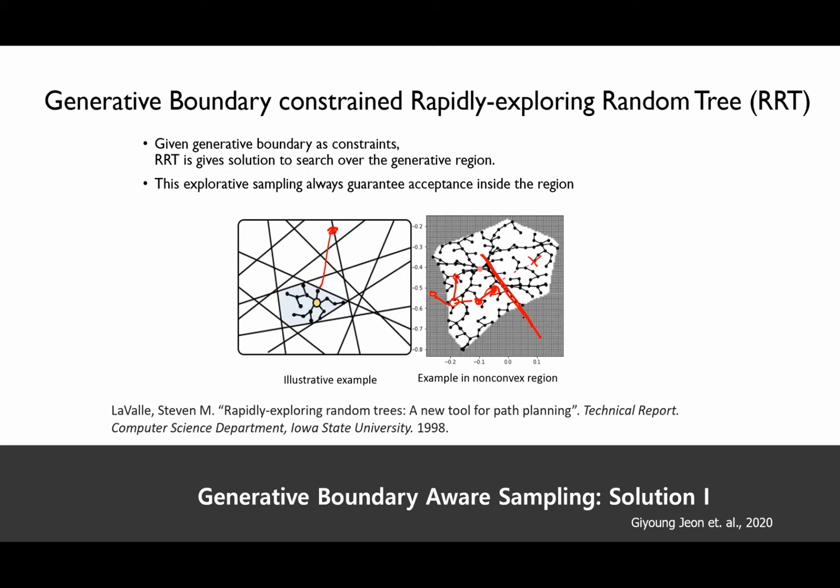We start from the point and we can fill the space. And actually the RRT algorithm is complete under some conditions, in a way that it can fill all the space when we have enough time, and if we have a good hyperparameter to tune. So we use this one.